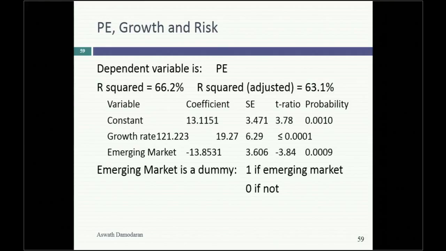Every 1% increase in growth in the sector increases my PE by 1.21, because I'm doing everything in percentage terms. And if you're an emerging market company with the same growth rate as a developed market company, at least in the late 90s, your PE ratio would have been 13.85 lower than mine. That's the discount the market was attaching to emerging market companies.